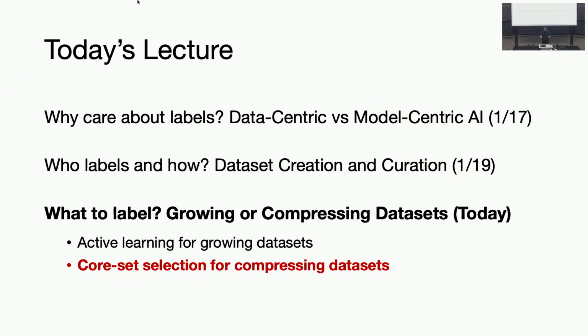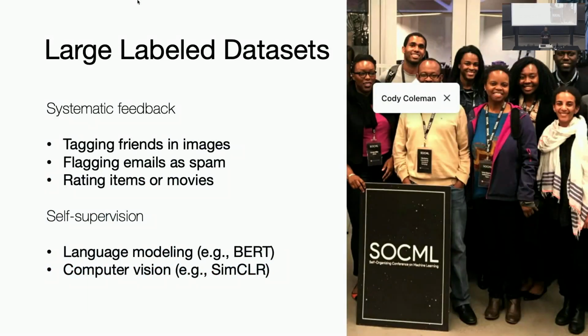Sweet. So in the second part of the lecture, I'm going to switch gears and think about coreset selection and compressing these large data sets down into something more manageable. And this also comes up a lot in practice. When we think about large labeled data sets, it can come up in situations where we have systematic feedback.